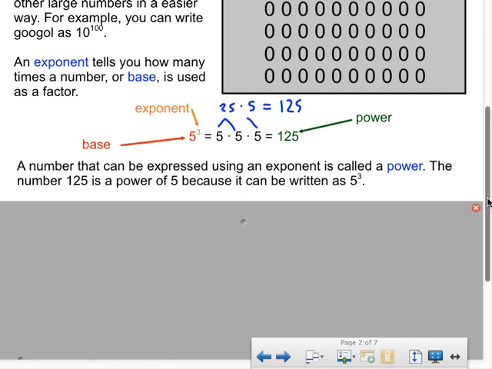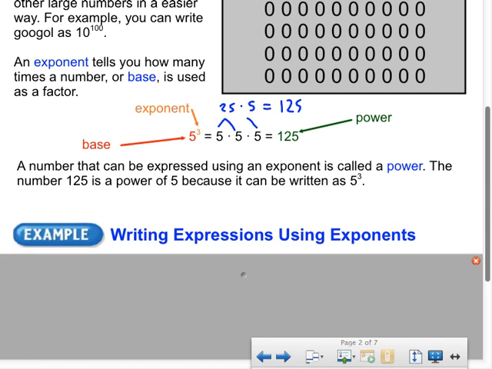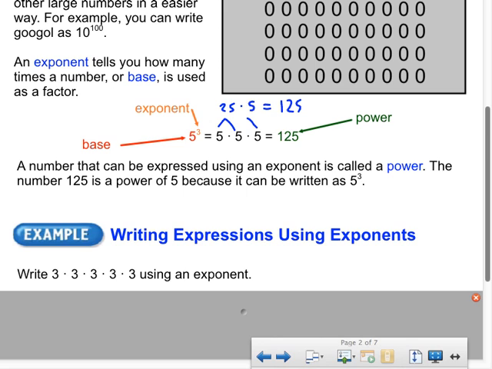Yeah. Okay, so any question about what a power is, what an exponent is, what a base is? Can I get you guys to write and take good notes? Write this out and write its equivalent using an exponent.